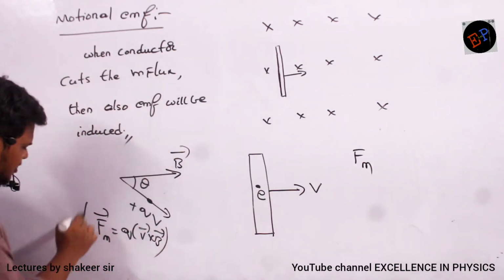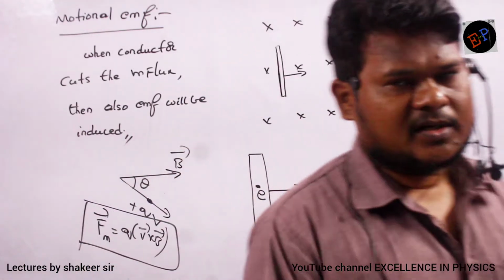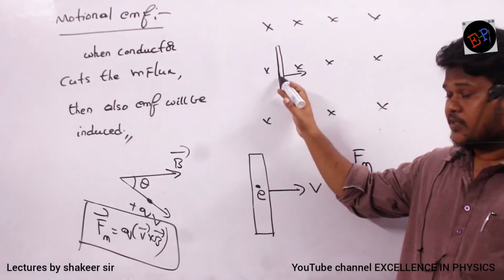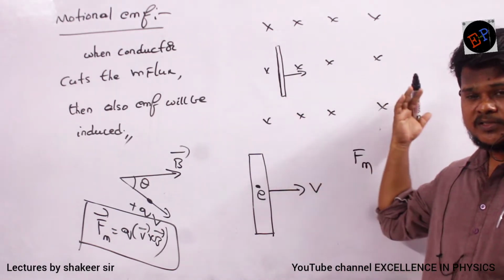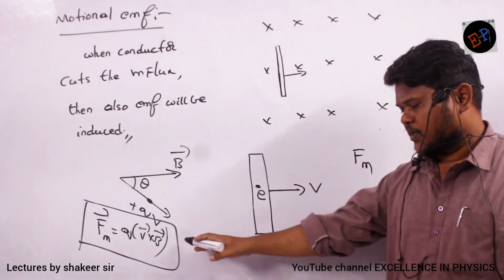Now by using this relation, can you say force will be in which direction? Try to say the direction of force. This electron, which is present in this conductor, if it is moving in this direction, then it will experience a force in which direction? By using this relation.